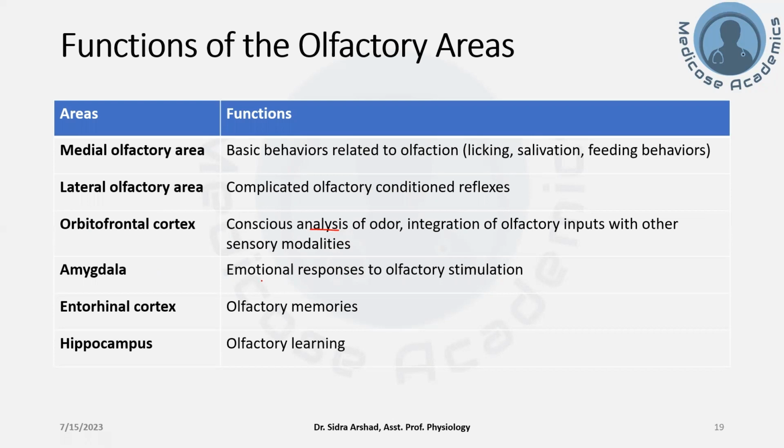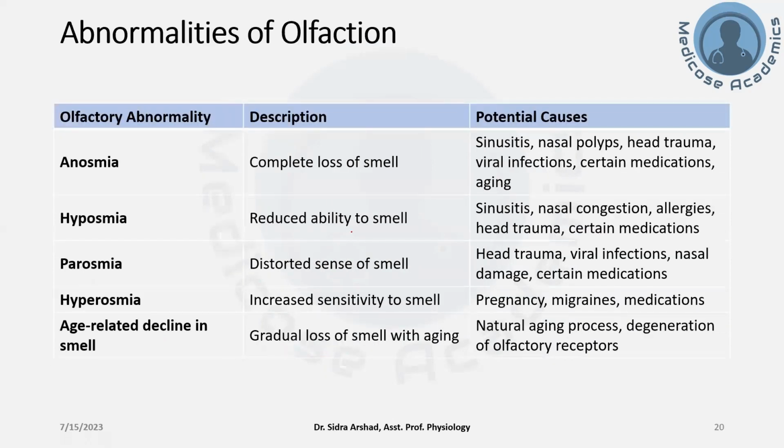Amygdala is involved in the emotional responses to olfactory stimulation. Entorhinal cortex is involved in olfactory memories, and hippocampus is involved in the olfactory learning experiences. So these are the functions of the olfactory areas. Certain abnormalities may be seen with olfaction. These include anosmia, hyposmia, parosmia, hyperosmia, and age-related decline in smell.